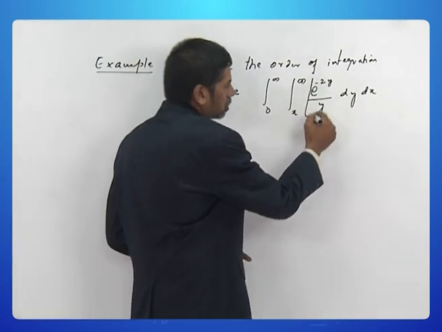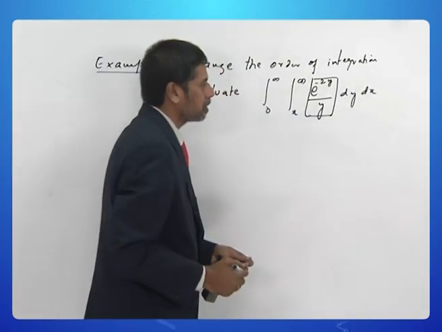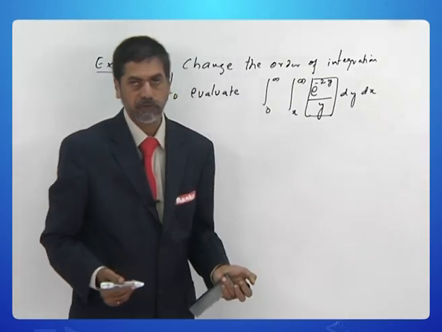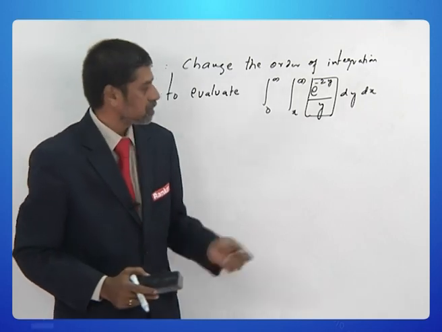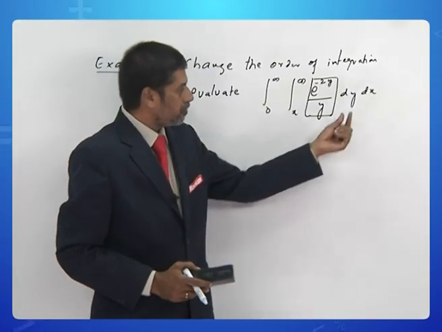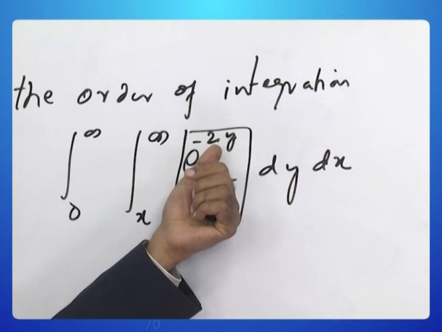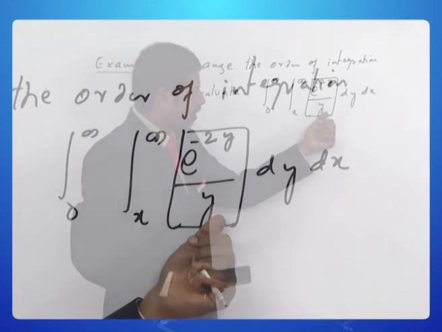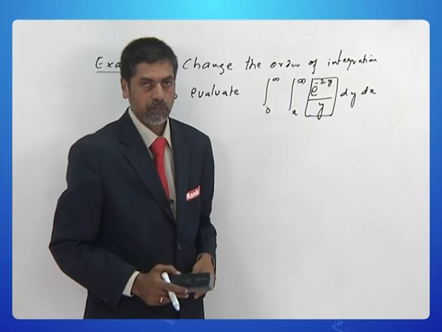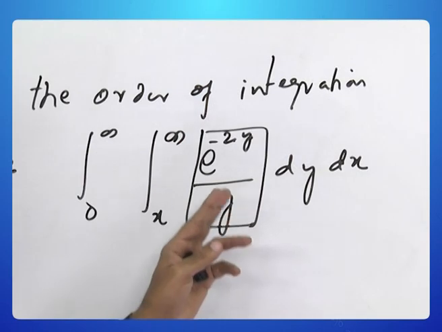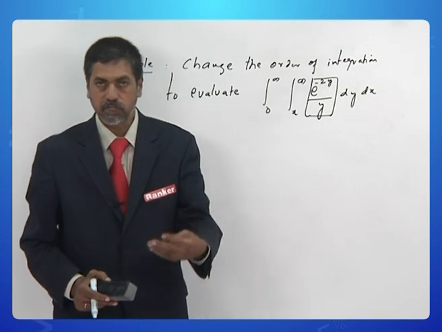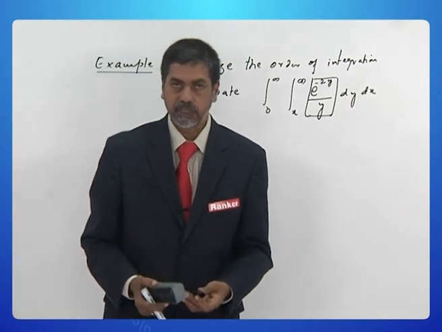Now this is the function, and to integrate this with respect to y, we have no methods available. So this tells us that the order dy dx for this problem is not suitable. If the order was reversed, then integration of e power minus 2y by y with respect to x is possible, because this would remain a constant during integration. So you can easily make out that for this function with respect to y, integration cannot start. So this is a strong reason why we must change the order of integration.